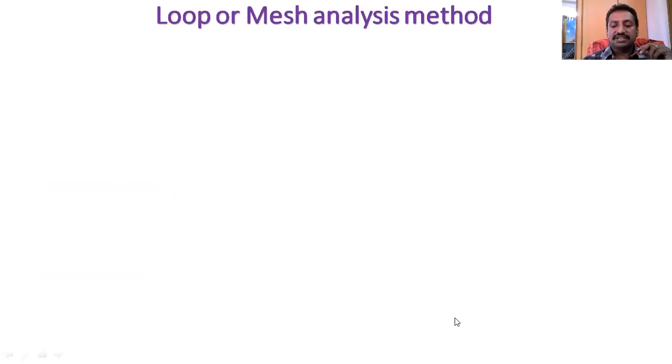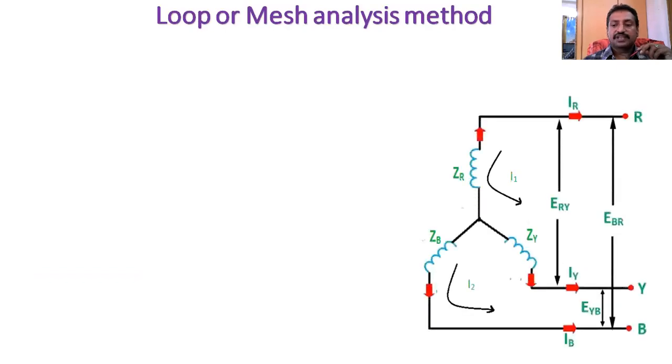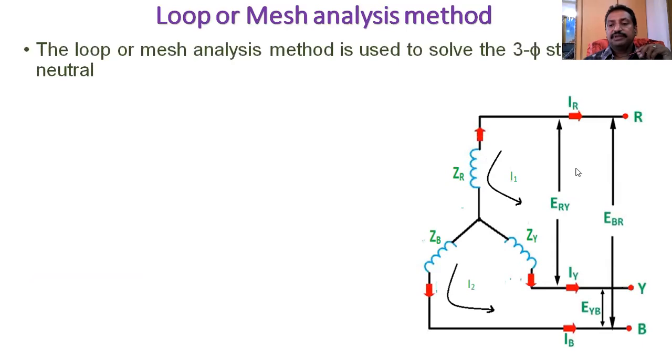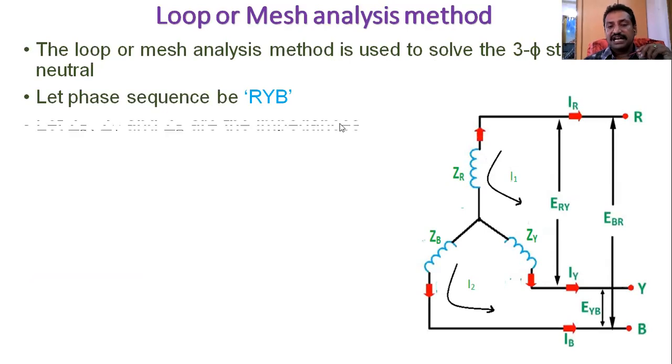Next, the loop or mesh analysis method. See here, loop or mesh analysis is applicable for a star connection. Here you see that two loops can be applied: in between R and Y, one loop, and in between Y and B, another loop. So the loop or mesh analysis method solves the three-phase system without neutral. Let the phase sequence be RYB.